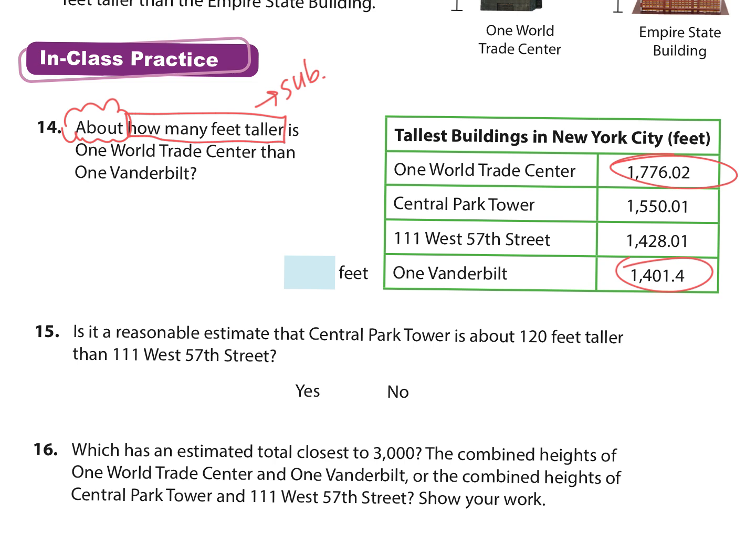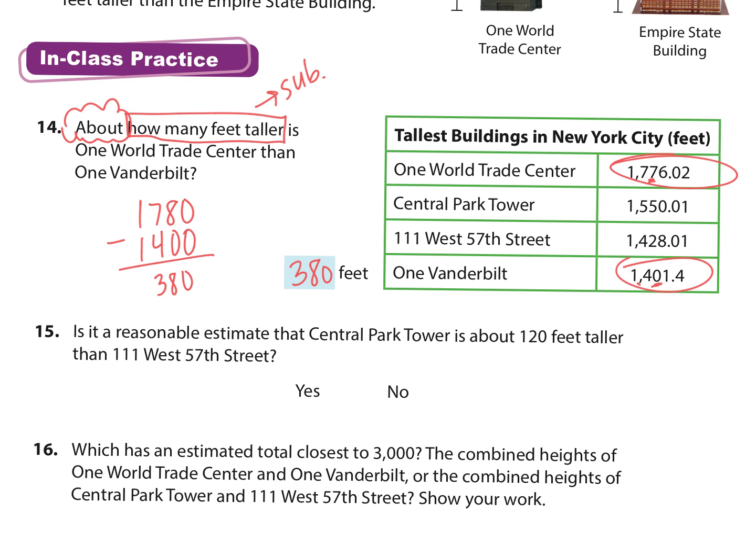So I don't want to know the exact amount. I want to round. So I'm going to do 1776. We could probably round that to what? 1800. 1780. You could do 1780 if you want to. Round it to the tens digit. Fine with me. So we could do 1780 minus, what would 1 Vanderbilt round to if I round to the tens digit? 1400. And that's easy to solve now. I just have 380. It's about 380 feet taller.